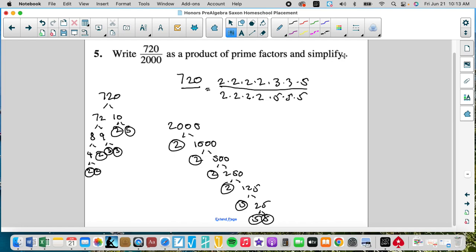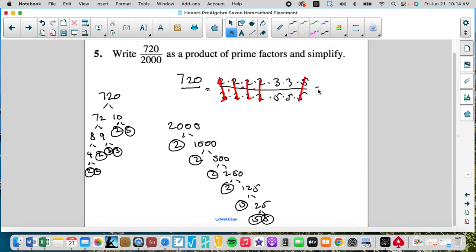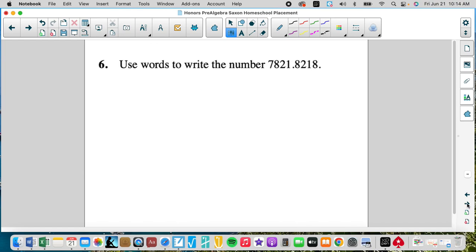So now we want to simplify. We're going to cancel, cancel, cancel, cancel. Those don't make zeros, those make ones. 2 over 2 equals 1, and we're multiplying, so it's not really going to affect it. And this cancels to make a 1 also. And we are done, and we are left with 9 over 25. And no number goes into that, so that is its simplification. It's a fun one. Again, good number sense work here.